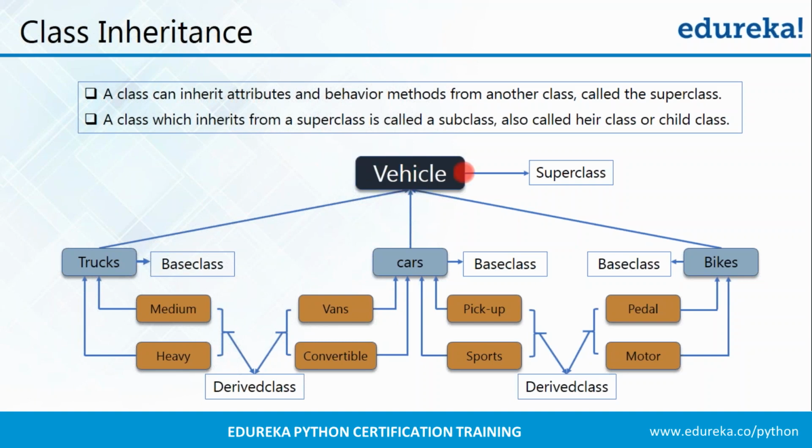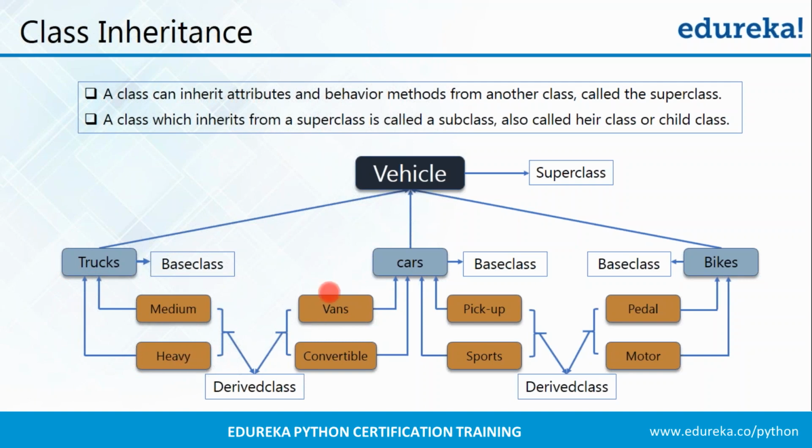So we have a vehicle that is nothing but a superclass. There are multiple kinds of vehicles. We have trucks, we have cars, we have bikes. And among those types as well, we have subtypes. For example, in bikes, we have pedal bikes and motorbikes. When we talk about cars, we have pickup cars, super cool sports cars, convertibles, and vans. The same goes for trucks as well. We have medium-sized trucks and we have heavy-sized trucks.